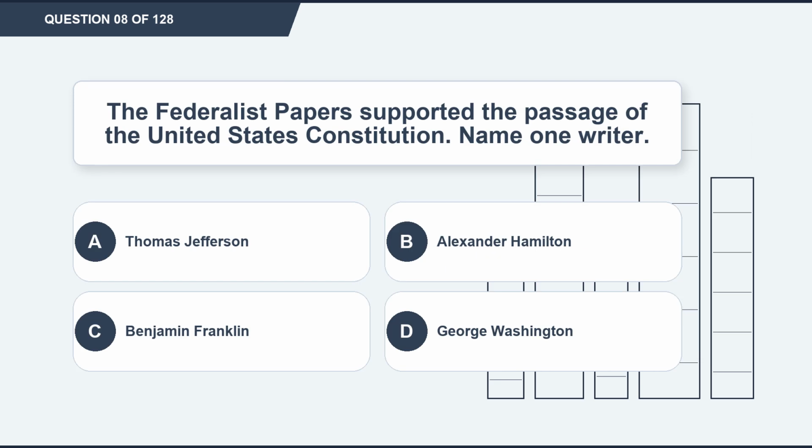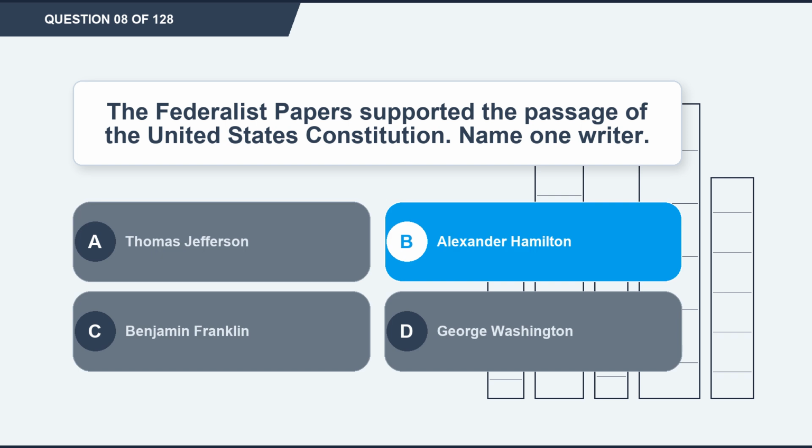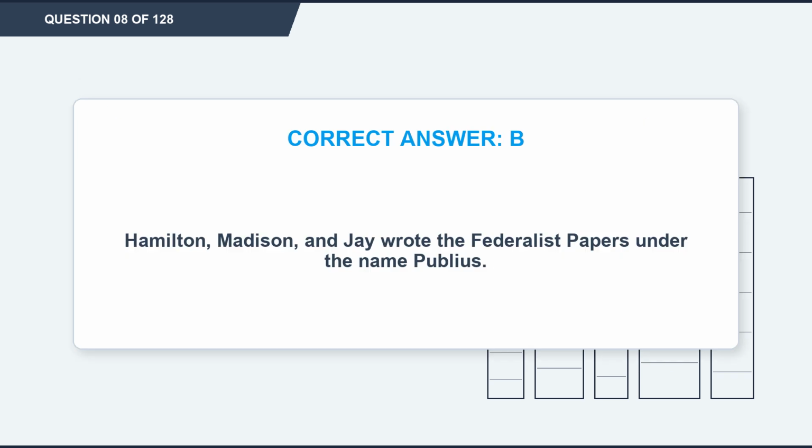Question 8. The Federalist Papers supported the passage of the United States Constitution. Name one writer. Option A. Thomas Jefferson. Option B. Alexander Hamilton. Option C. Benjamin Franklin. Option D. George Washington. The correct answer is option B. Alexander Hamilton. Explanation. Hamilton, Madison, and Jay wrote the Federalist Papers under the name Publius.